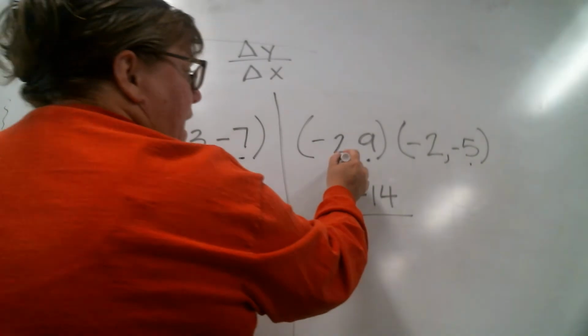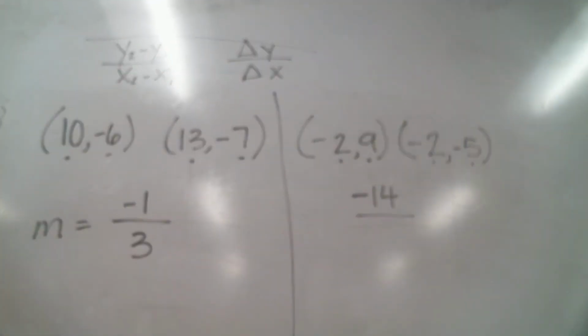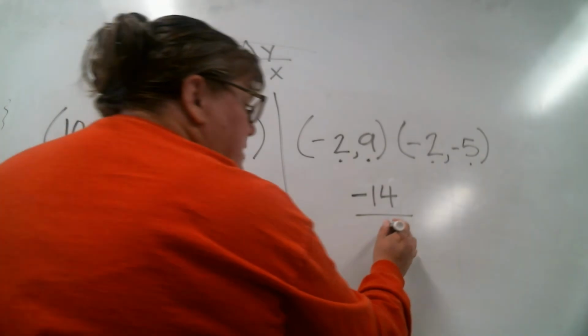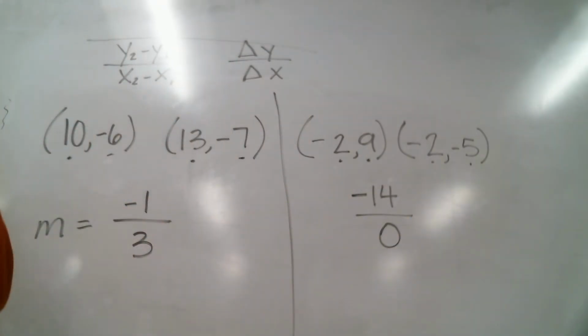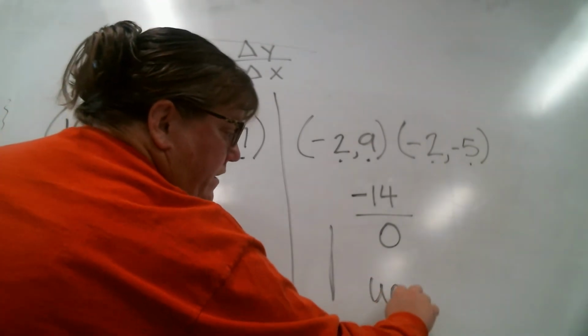And then change in x, if you look at the x's, you've got -2 to -2. So the x didn't move at all. Okay, so it's not moving along the x-axis. So that's 0. Now remember, when you have a 0 in the denominator, you cannot divide by 0. That's not possible. So we know that that line would be a vertical line, which is undefined.